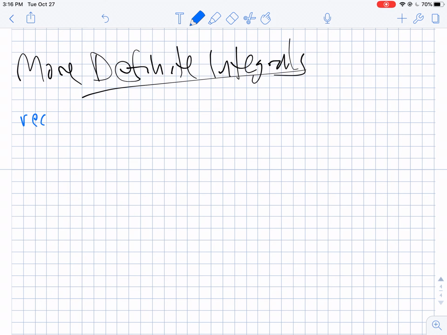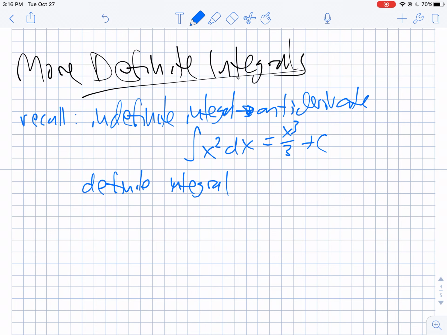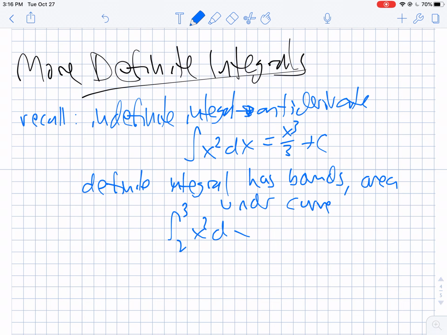Just some things to remember, quickly: an indefinite integral is just another term for an antiderivative, so it doesn't have bounds. If you take the antiderivative of x squared dx, you get x cubed over 3 plus c. A definite integral has bounds and represents an area under a curve. So a definite integral is like the integral from 2 to 3 of x squared dx, trying to find the area under there.